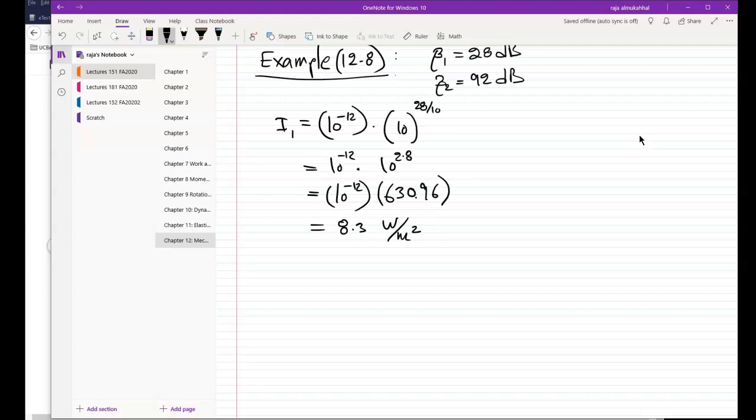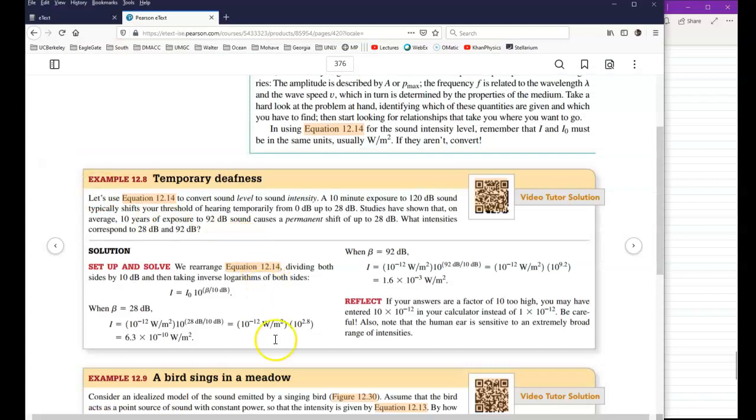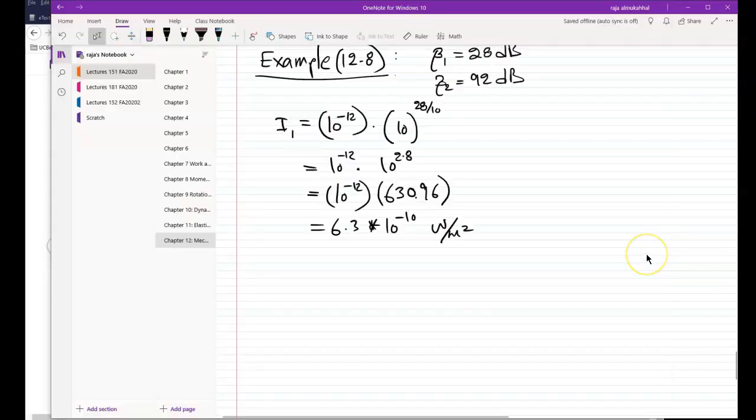Oh, I forgot there is something in the back. Sorry, I read it wrong. I got 6.3 times 10 to the negative 10 watt per meter squared. Let me check what he got. Yeah, there we go. 6.3 times 10 to the negative 10 watt per meter squared. Good.